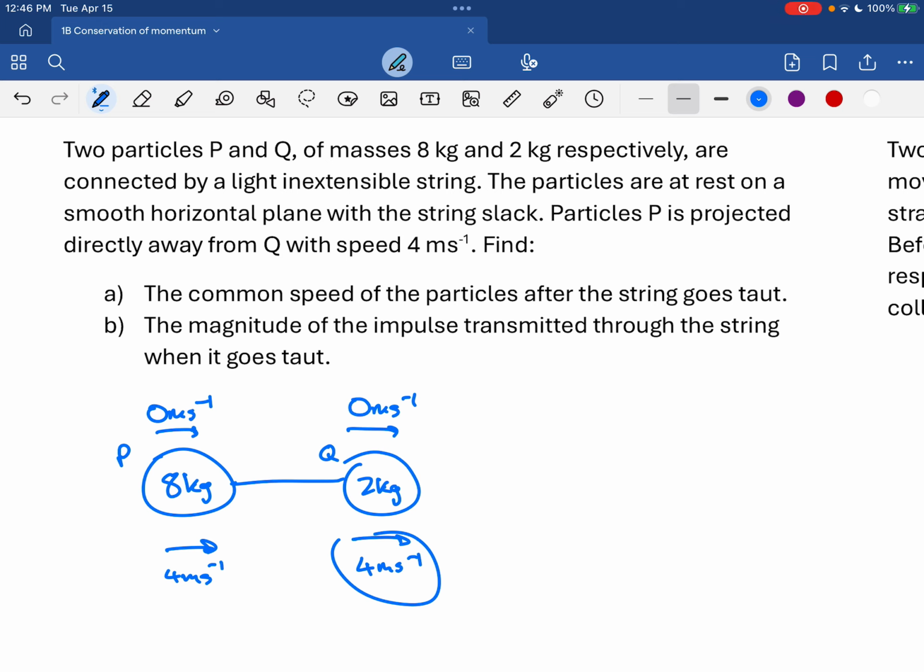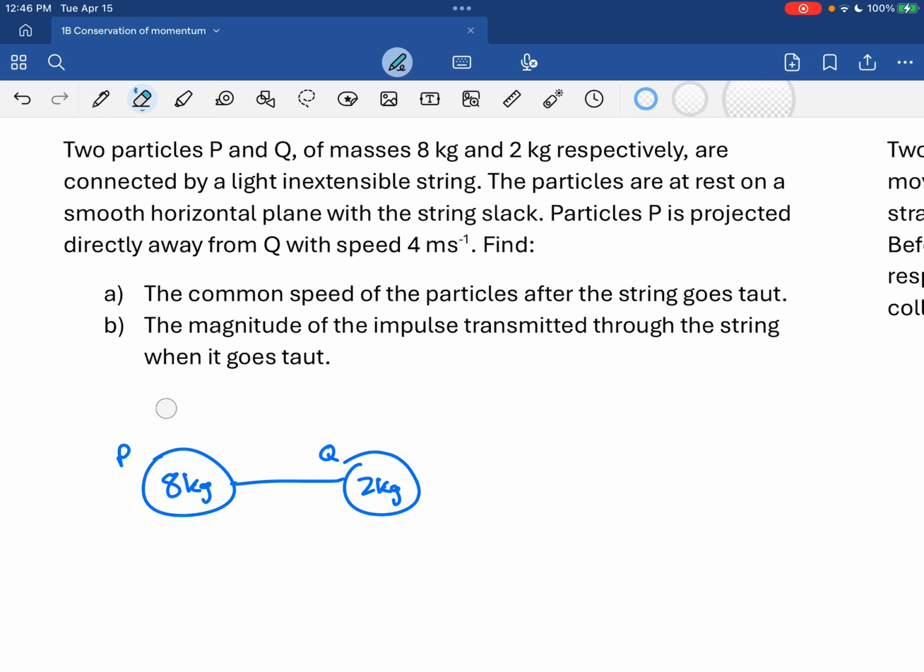But the problem is that we haven't drawn this diagram correctly. Our velocities aren't in the right place. So yes, initially these 2 particles are at rest, but the string is slack. We're going to start off the modelling from the moment the string is taut. And at that moment, that's when particle P is projected directly away from Q with 4 meters per second. And at that moment, right at the start, Q has a velocity of 0 meters per second. So this is the before velocities.